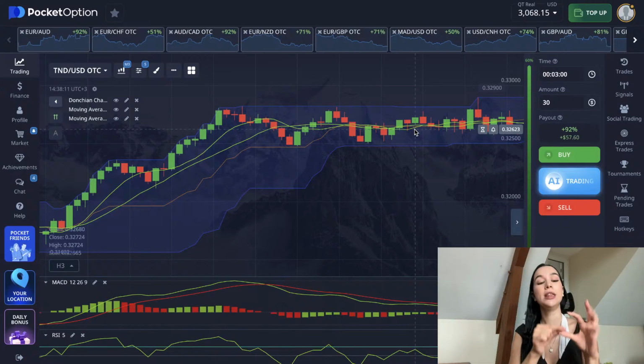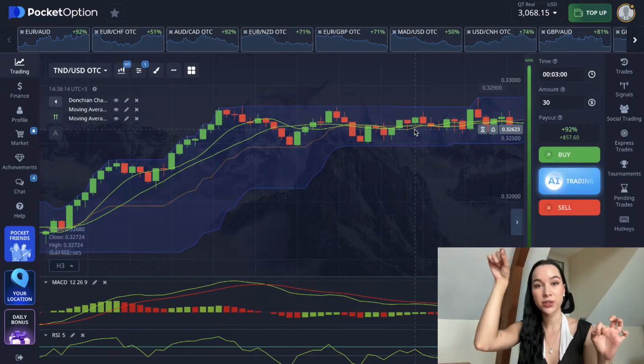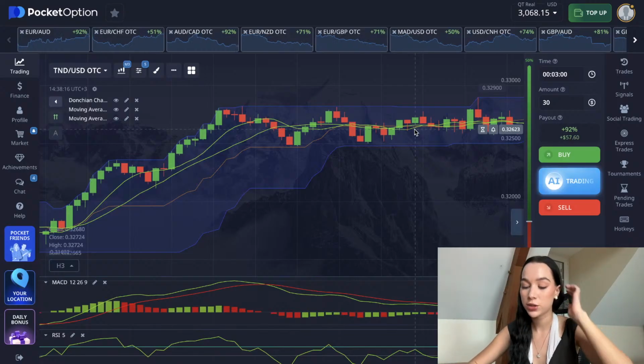So this time, the price had the time to reverse in the different direction, so you close it in the plus again.